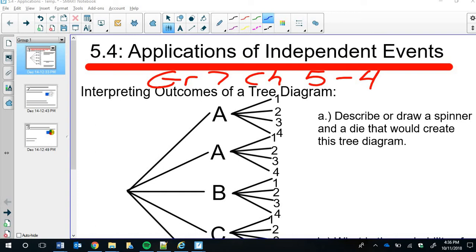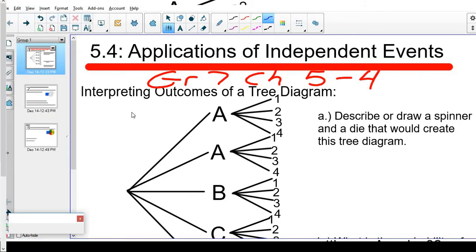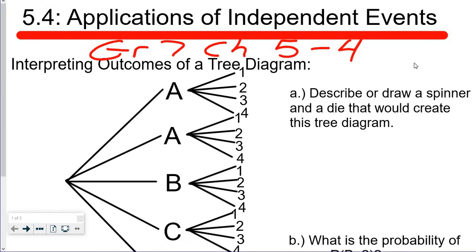This is grade 7, chapter 5, part 4, applications of independent events. So let's make this full screen and get started. Describe or draw a spinner and a die that would create this tree diagram.